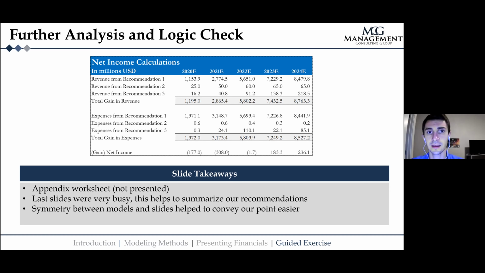So for the net income calculations, we simply added up all the revenues for the first recommendation here, added up all the expenses for the first recommendation, and had the total gain and expenses for all three of the recommendations here. And then we used self-referencing, so this was just equals this minus this. And you can see it's a negative number. It did go down at first, and we'll go into that when I show you guys the graph, but it doesn't always have to be positive. Just make sure that when you're talking about why this is going to be helpful.